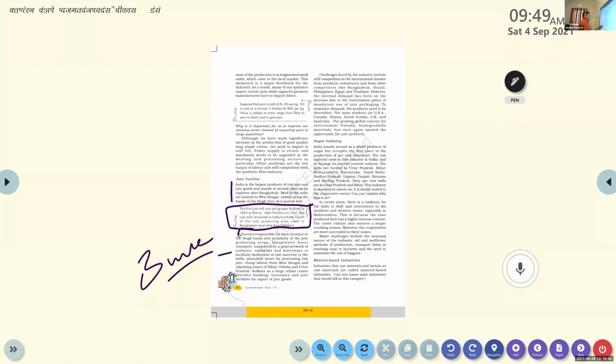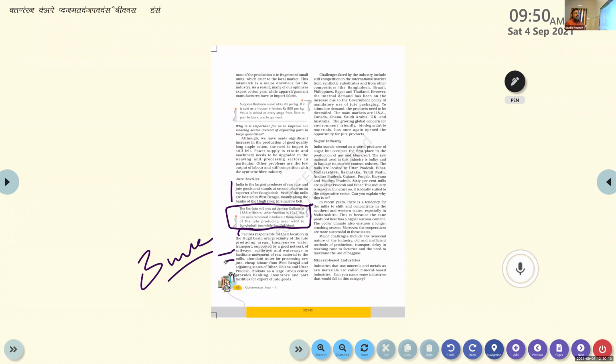Supported by a good network of railways. At the same time, West Bengal has a good rail network, so jute producers can use the railway network to transport goods also. So: inexpensive water transport supported by a good network of railways. Next, roadways and waterways facilitate the movement of raw material to mills. Clear?